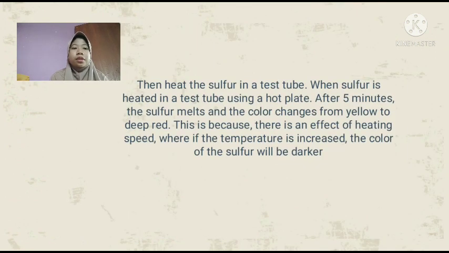Then heat the sulfur in a test tube. When sulfur is heated in a test tube using a hot plate, after 5 minutes the sulfur melts and the color changes from yellow to deep red. This is because there is an effect of heating speed, where if the temperature is increased, the color of the sulfur will be darker.